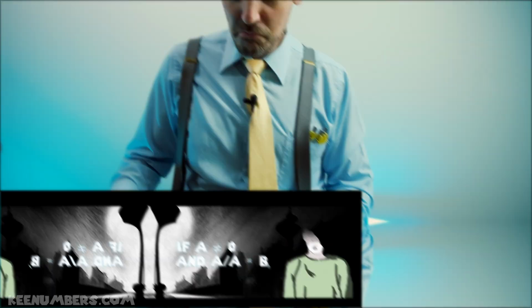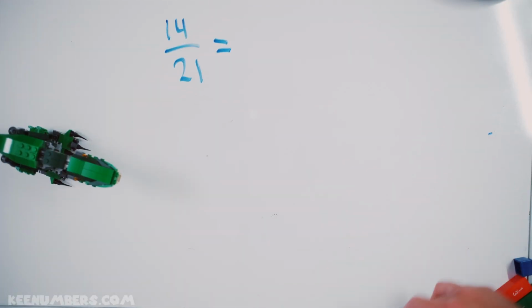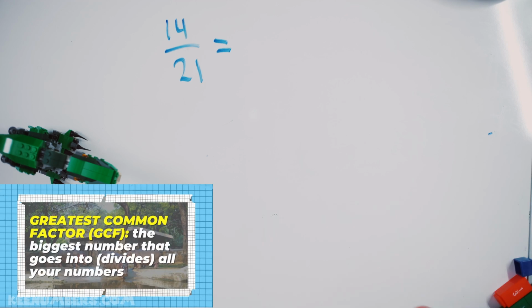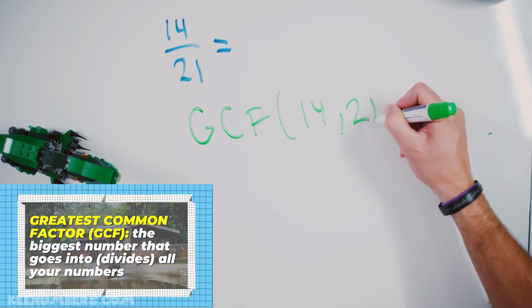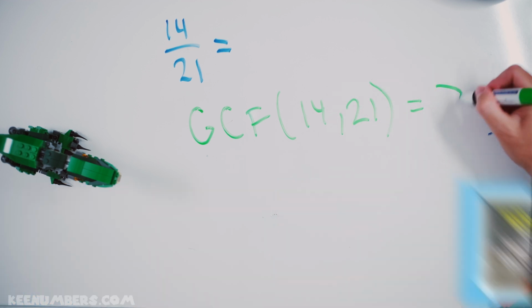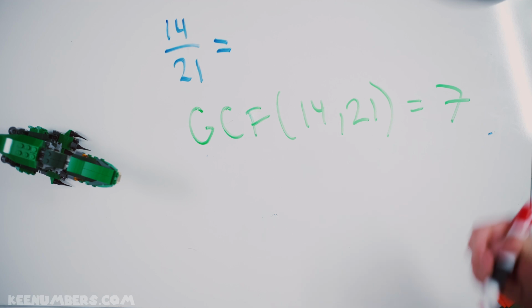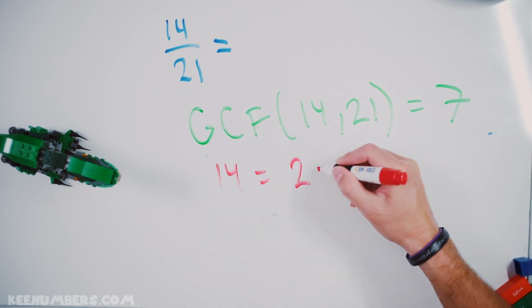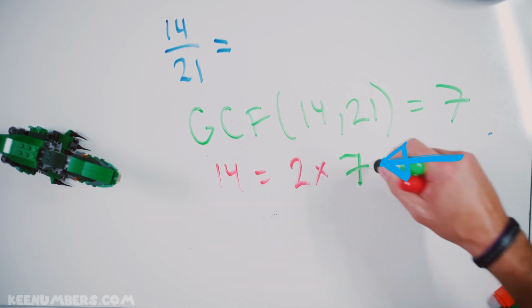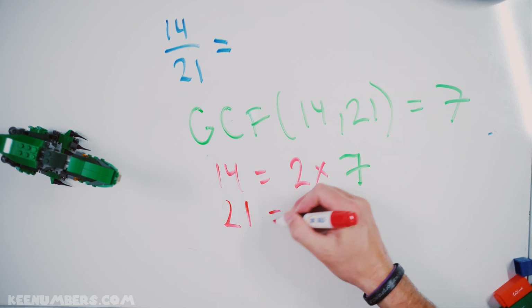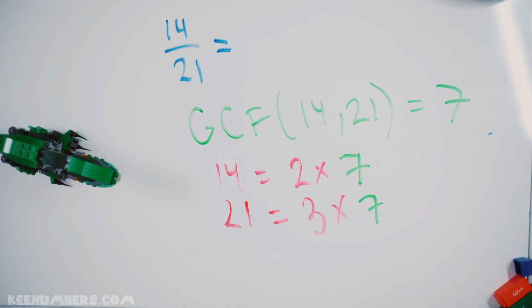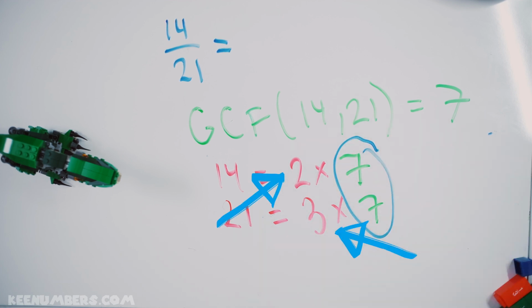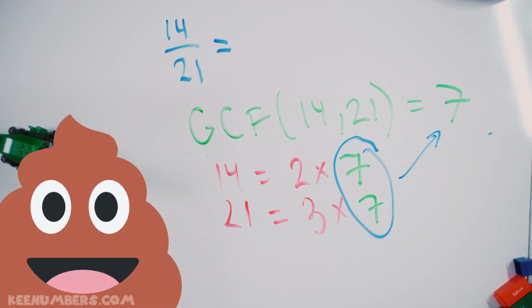Let's simplify 14 over 21. Well, the good news is that the greatest common factor of both 14 and 21 is 7. Woohoo! Why is it 7? Oh, this is not hard. 14 is 2 7s, and 21, how many 7s? You bet, 3 7s. So the biggest number that divides both 14 and 21 is 7. And that's why we can reduce this.